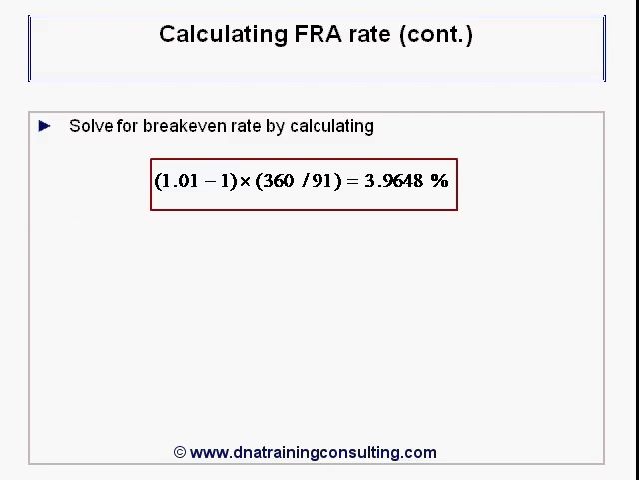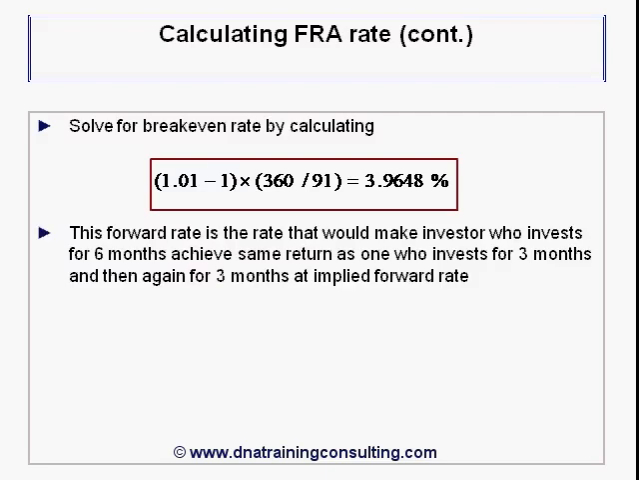In effect, the forward rate of 3.9648 is that rate that would make an investor who invests for 6 months achieve exactly the same return as one who invests for 3 months and then again for 3 months at this implied forward rate. This follows from the algebra we used to derive the forward rate.